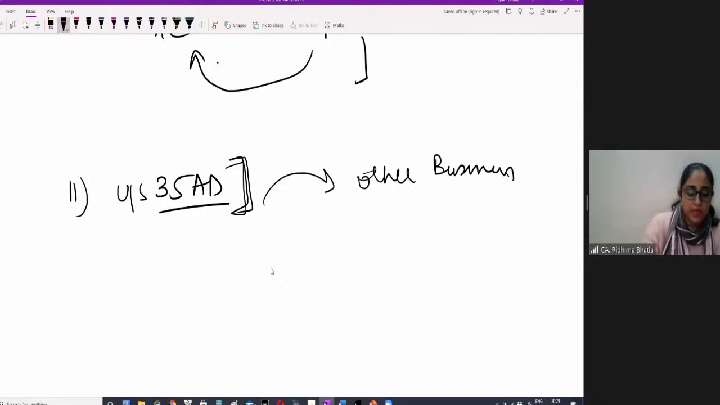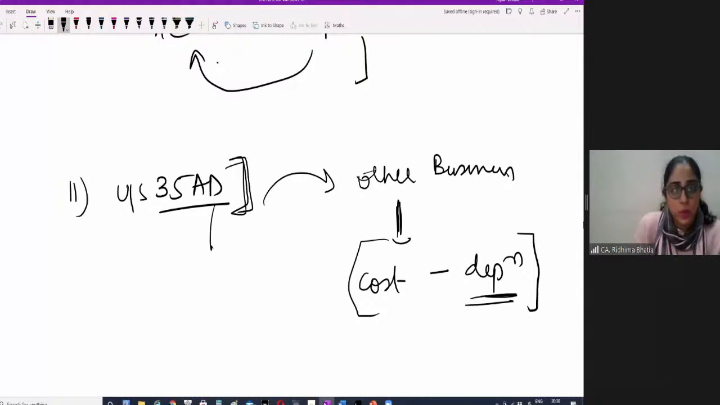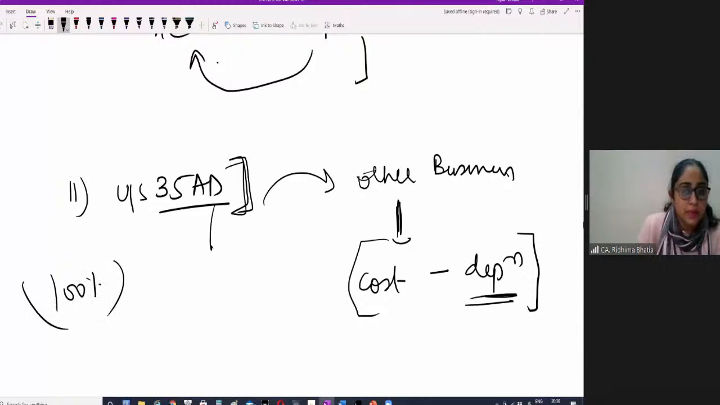What would be my cost of the asset for this other business? This would be the cost of 35AD minus the depreciation for all these years which would have been charged had it been used for the normal business. If you do not get this point, do not worry, because once 35AD gets clear, this point gets more clear. But for those who understand 35AD, it is simple: when you claim 35AD, you claim 100% deduction. But when you use that asset for some other business, whatever deduction you claimed becomes your income.